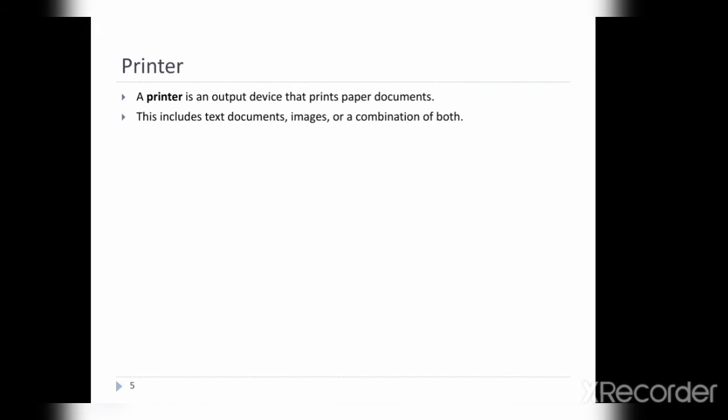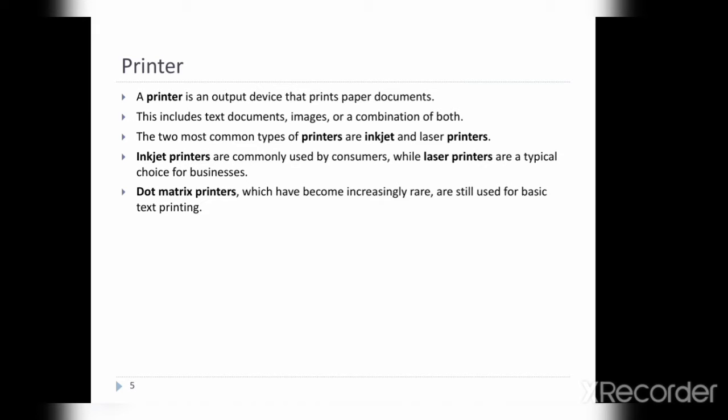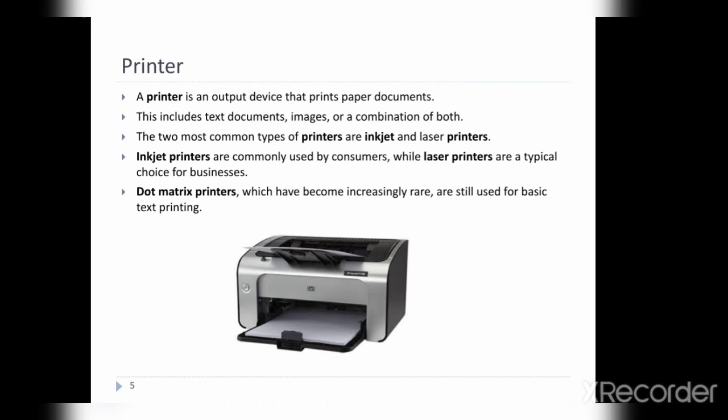Next one is the printer. A printer is an output device that prints on paper documents. This includes text documents, images, or a combination of both. The two most common types of printers are inkjet and laser printers. Inkjet printers are commonly used by consumers, while laser printers are the typical choice for businesses. Inkjet printers use wet ink.